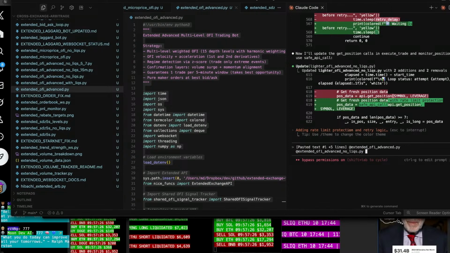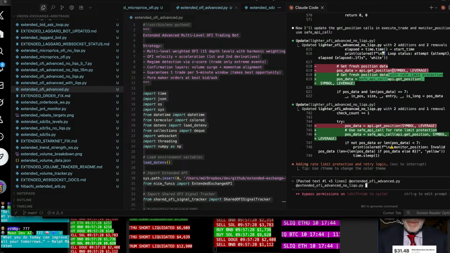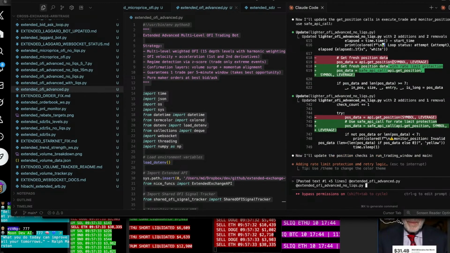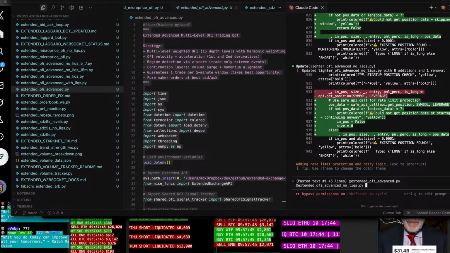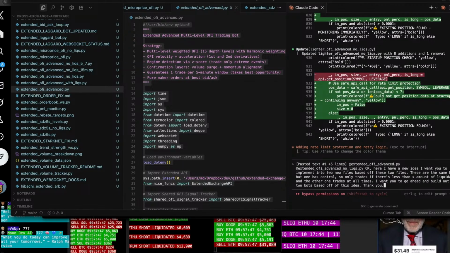Okay, here I have a new idea I want you to implement into 2 new files based off of these 2 files. These are the same bots, but one has control, so it only trades if there's less than X amount of liquidations, and the other one trades at all times. But I want you to go ahead and build out these 2 bots based off of this idea. Thank you. All right, so let's wait for her to be done.